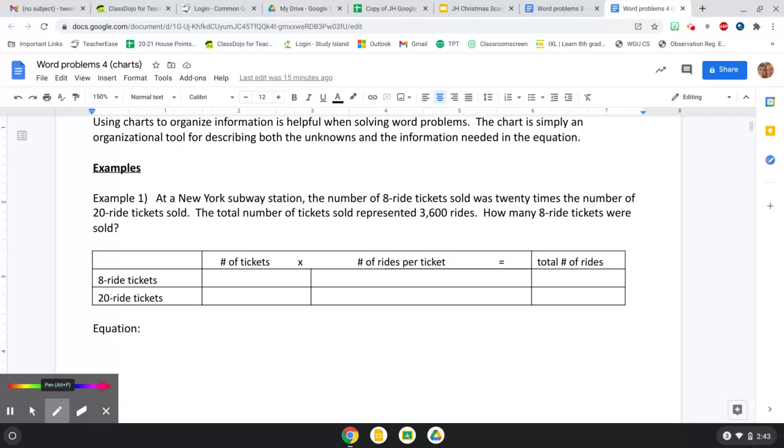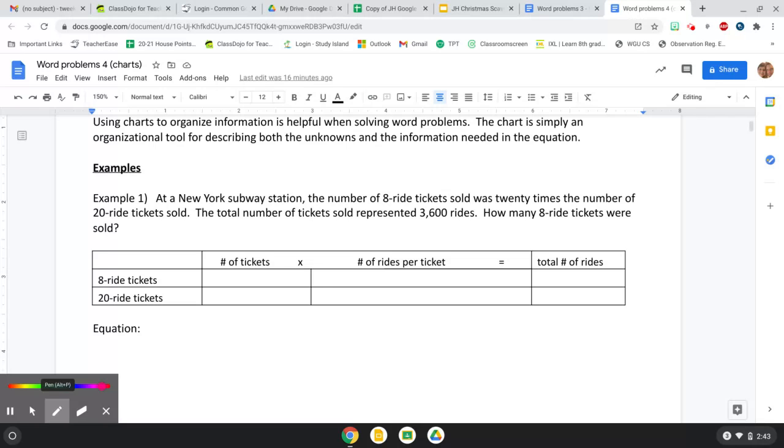Example number 1 says, at a New York subway station, the number of 8 ride tickets sold was 20 times the number of 20 ride tickets sold. The total number of tickets sold represented 3,600 rides. How many 8 ride tickets were sold? I like to start out, same thing, by defining your variable, but this time, make sure that you only have one variable that you're working with. So I'm not going to have 2 different letters, I'm going to have one, and I'll show you what I mean by that.